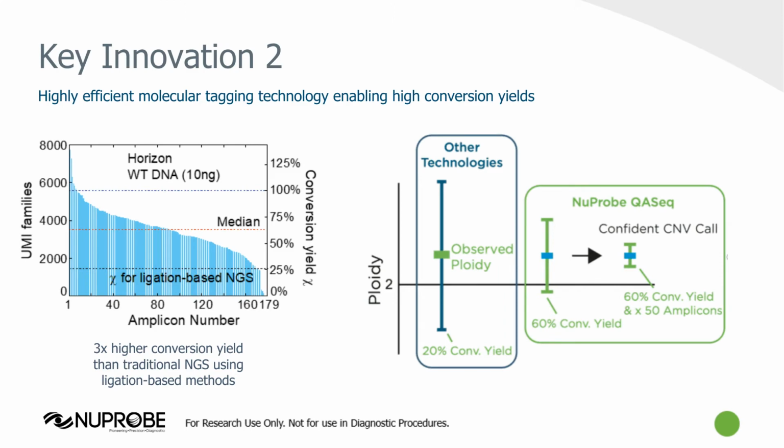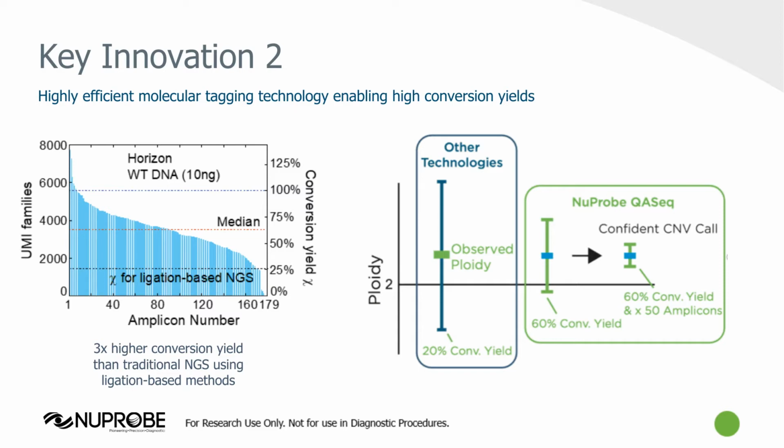The second innovation of QASeq is our high-efficiency molecule tagging technology. In the left side figure, you can find that the average conversion yield per target in our panel is around 60%, which is 3 times higher compared to traditional NGS panels that use a ligation-based method. The high conversion yield is beneficial in 2 ways. We can achieve much higher sensitivity, down to 5% heterozygous single copy variation, or we can use less input, for example as low as 5 nanogram input, but achieve equivalent performance in QASeq in CNV detection accuracy.